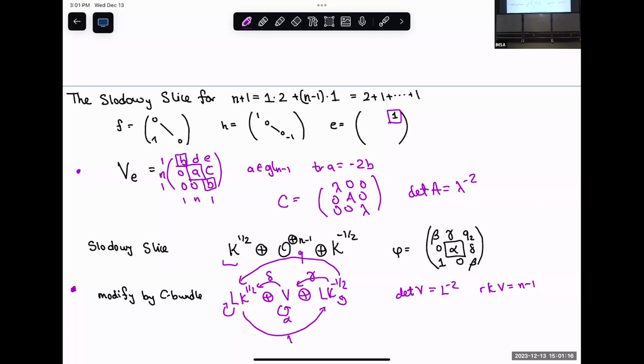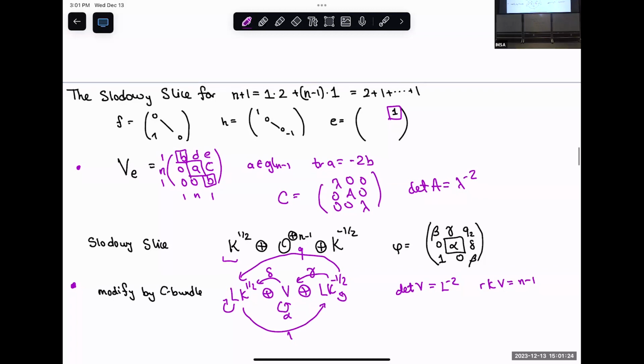Okay, so these are the Higgs bundles which describe the points in the Slodowy slice. Maybe I should just say delta is a holomorphic section of LK^(3/2) tensor V dual, and gamma is a holomorphic section of LK^(3/2) with an inverse, tensor V. Okay.